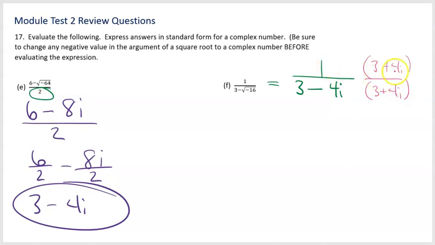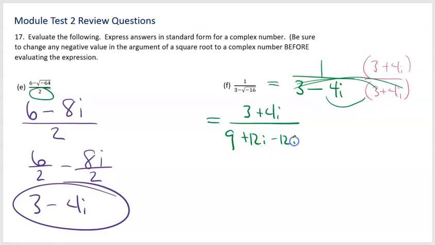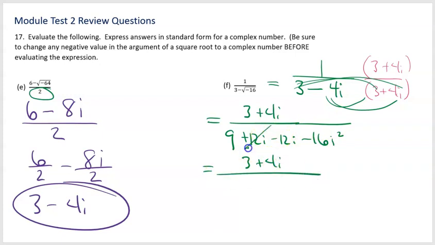Now in the numerator, 1 times 3 plus 4i is just that, 3 plus 4i. In the denominator, I've got to FOIL. 3 times 3 is 9, 3 times 4i is 12i, and then negative 4i times 3 is negative 12i, and negative 4i times positive 4i is negative 16i squared. So I have 3 plus 4i over, now 12i minus 12i cancels, the negative 16i squared, remember i squared is negative 1, so that's 9 plus 16. So I have 3 plus 4i over 25.